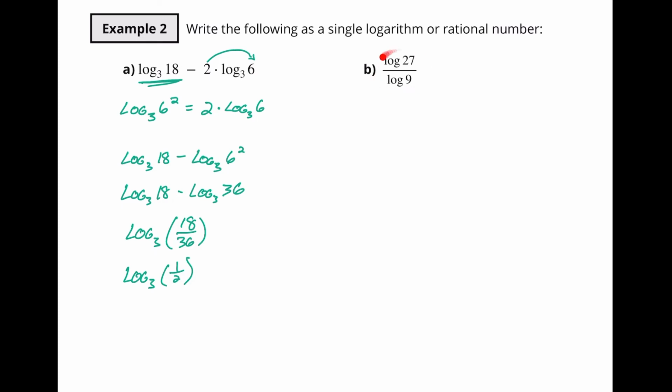Finally, we've got this last one, log 27 over log 9. Now, here are 2 or 3 mistakes that someone is going to make on an assessment. Don't let this person be you.